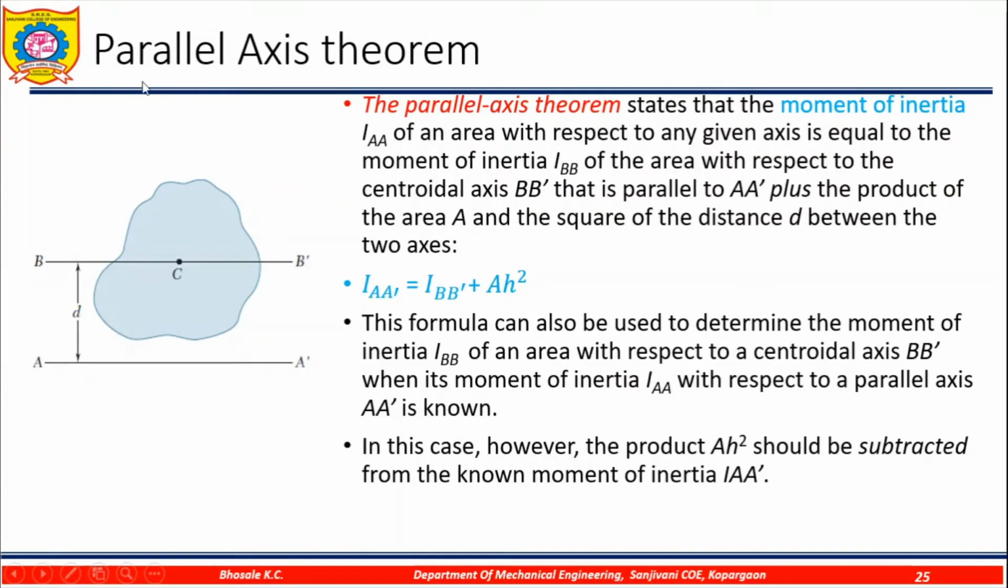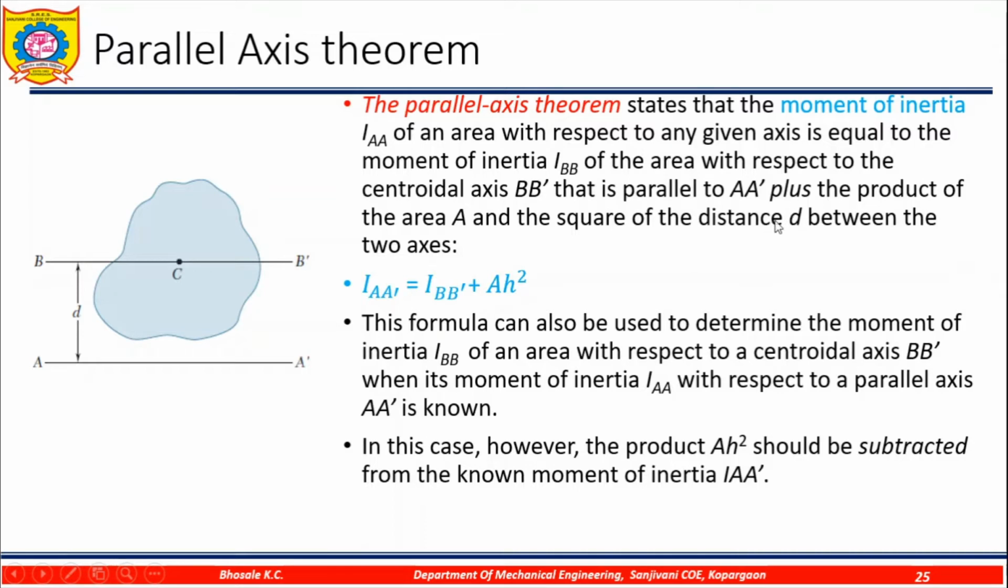So we will see the parallel axis theorem. The parallel axis theorem states that the moment of inertia Ia of an area with respect to any given axis is equal to the moment of inertia Ibb of that area with respect to the centroidal axis bb dash, that is parallel to AA dash, plus the product of area and the square of the distance d between the two axes. So Ia will be equal to Ibb plus AH square.